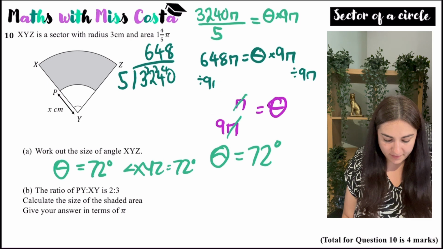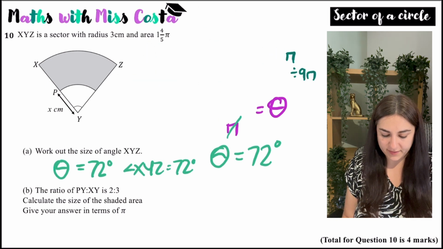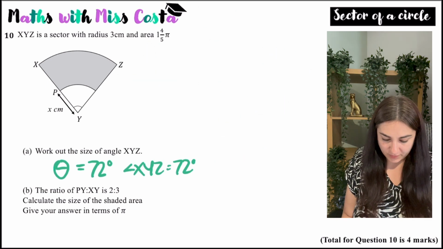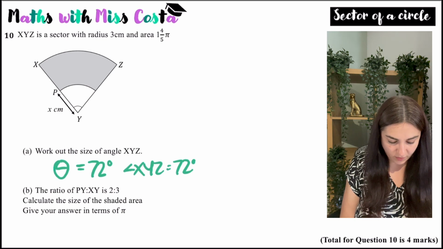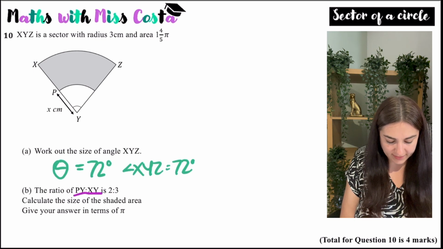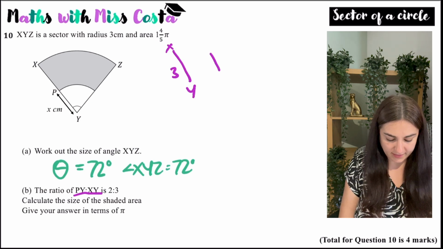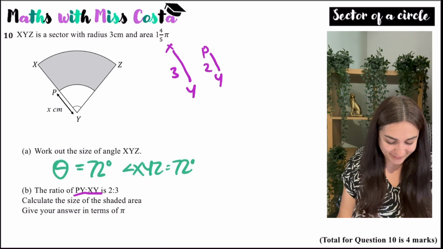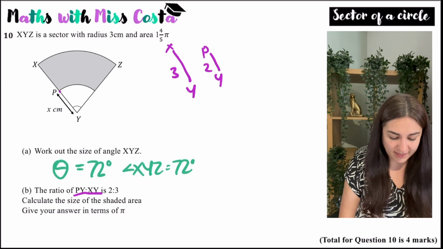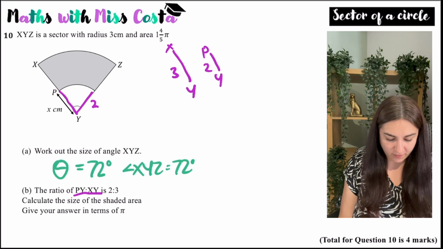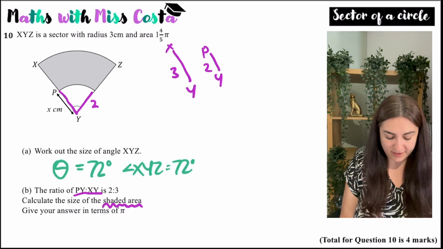Okay, for the next part, I haven't actually read this yet. Let's see. The ratio PY to XY is 2 to 3. So I know that XY is 3, so PY is going to have to be 2. That's quite a nice ratio. So I know that the length over here is 2 centimeters. And I need to calculate the size of the shaded area.